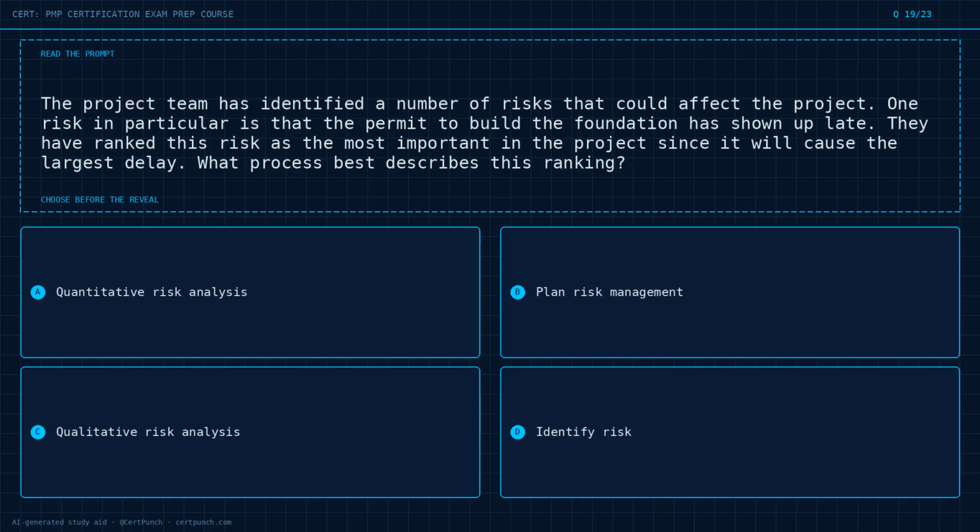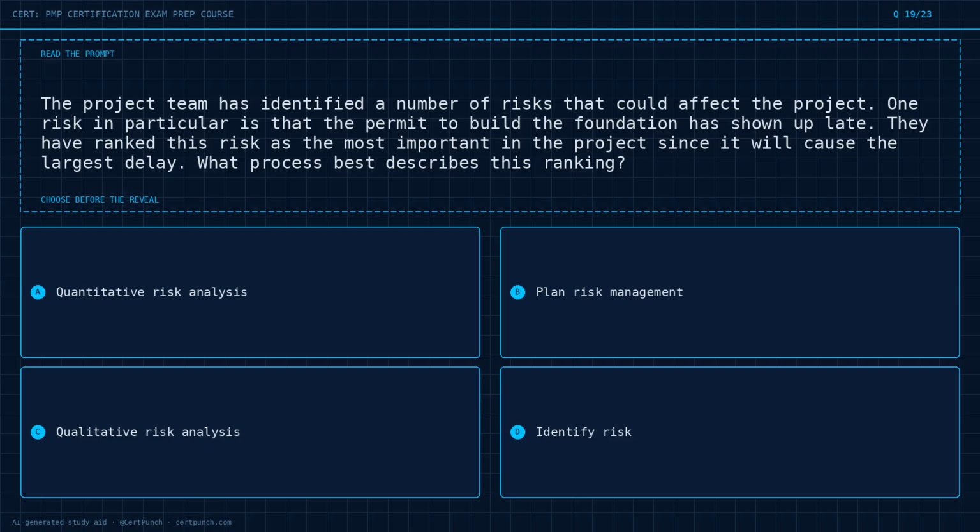Question 19 of 23. The project team has identified a number of risks that could affect the project. One risk in particular is that the permit to build the foundation has shown up late. They have ranked this risk as the most important in the project, since it will cause the largest delay. What process best describes this ranking?